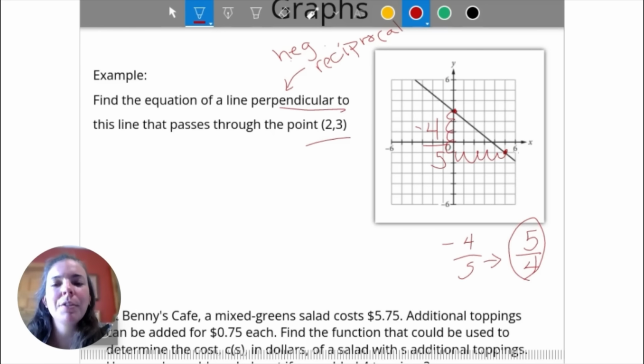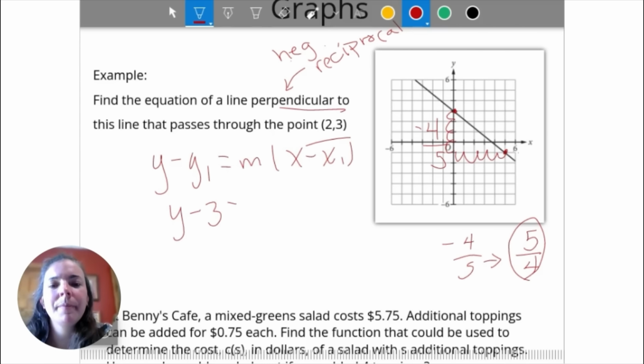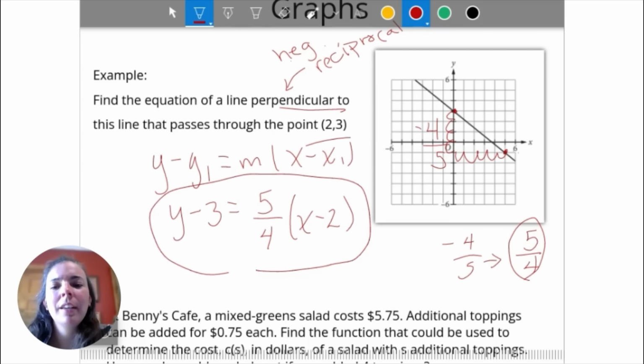And again, I'm given a point, so I'm going to use point-slope form. y minus y1 equals m times x minus x1. So y minus 3 equals, my new slope is 5/4 times x minus 2. And then again, if you wanted to, you could turn this back into slope-intercept form. Okay?